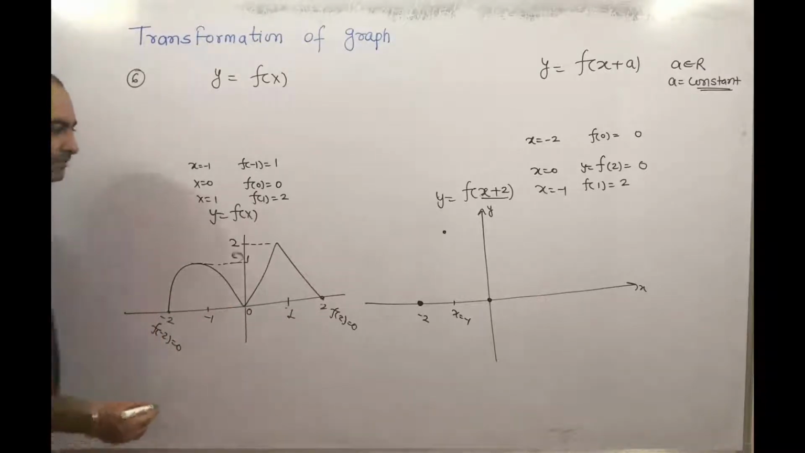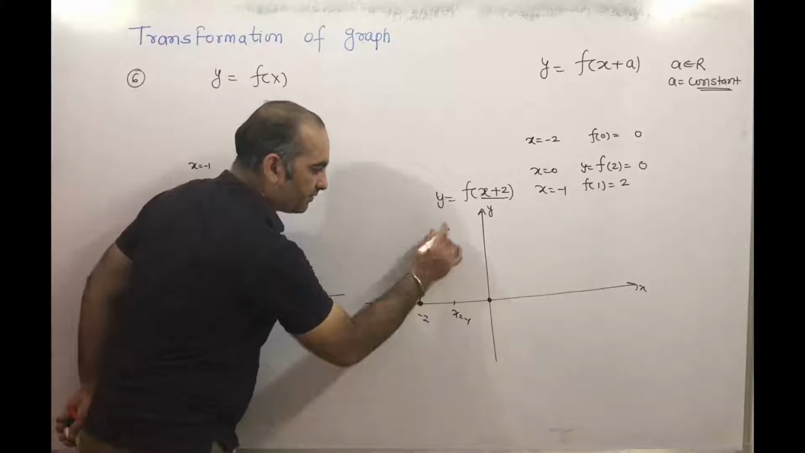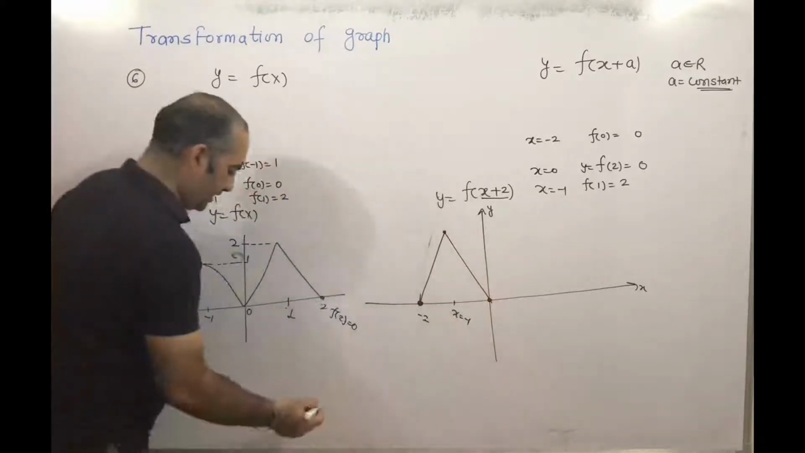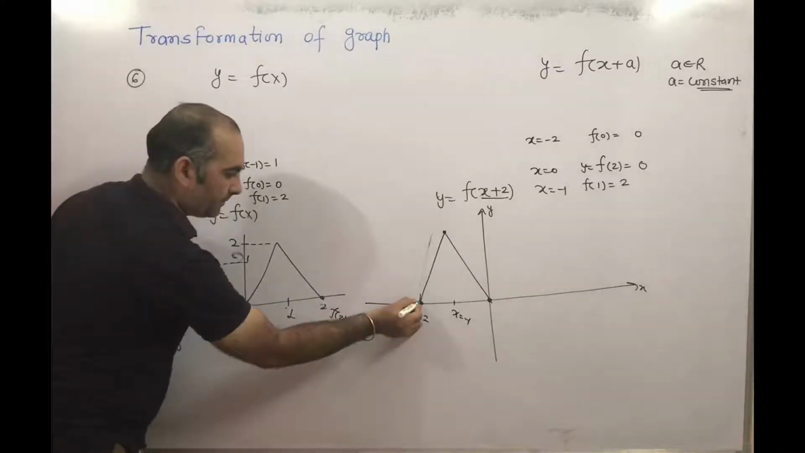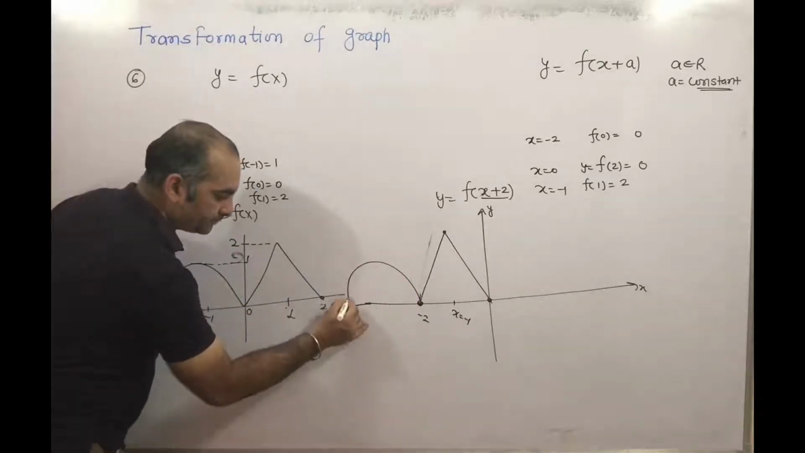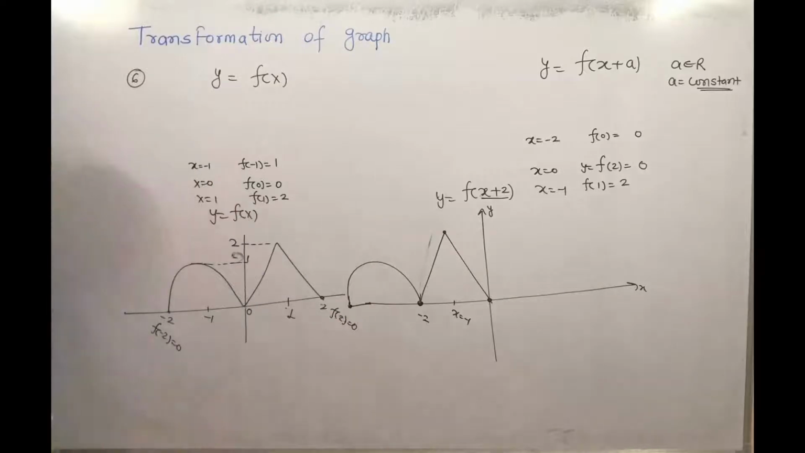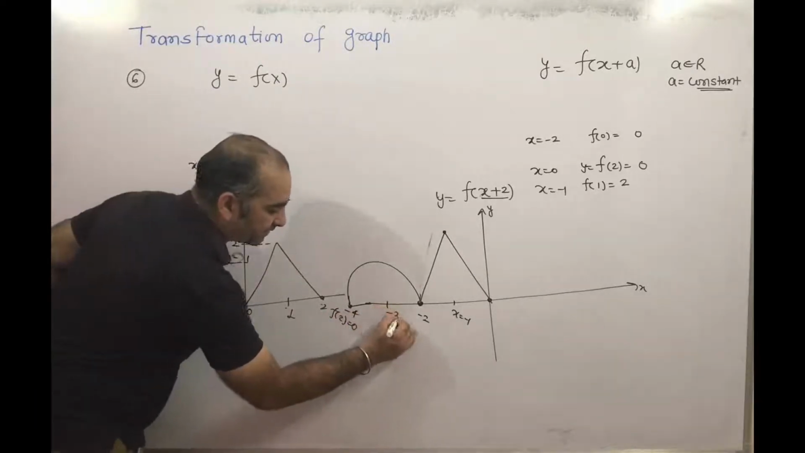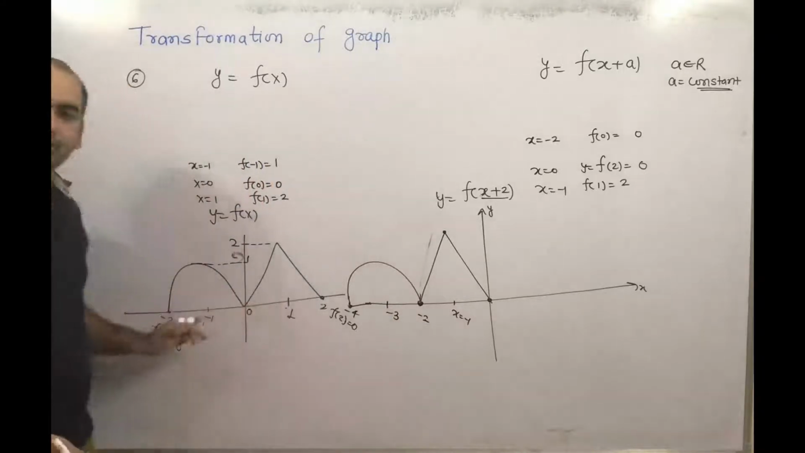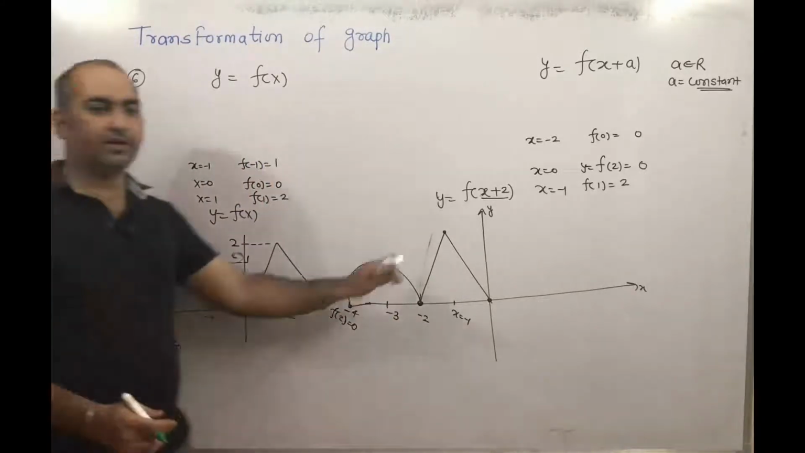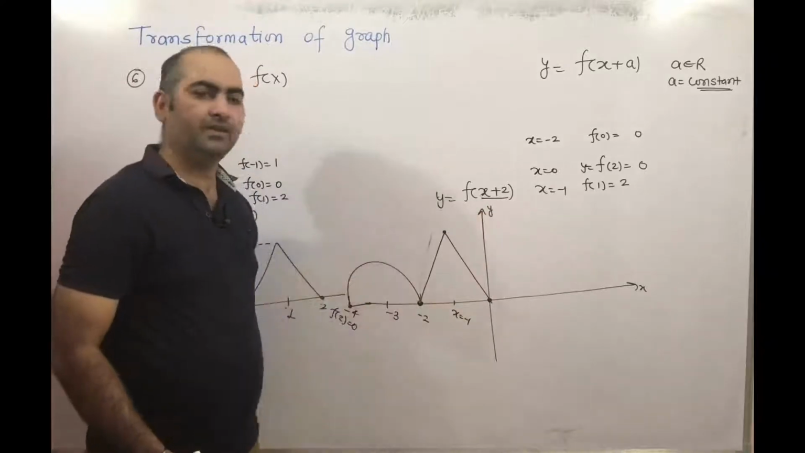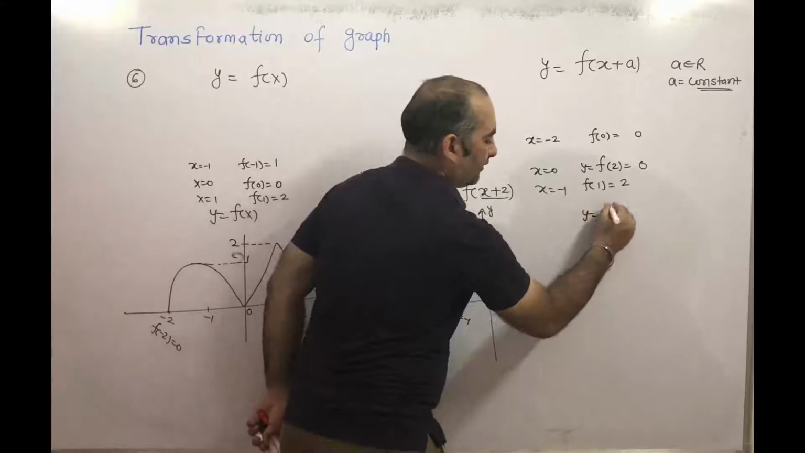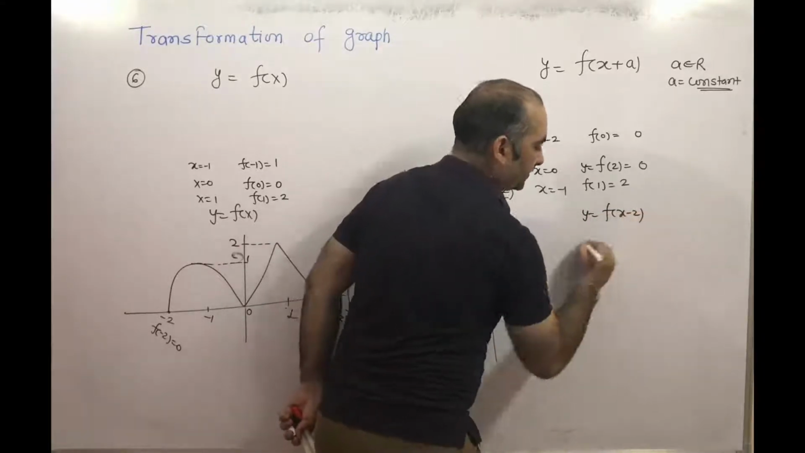So this graph, how will it come? Like that. Sorry. And similarly this graph will come this side. This point is -2, so what will come here? -4, and this is -3. If you shift this graph 2 units to the left hand side, we get the y equal to f(x plus 2) graph. Similarly, if you want to find the y equal to f(x minus 2) graph, then what will come?